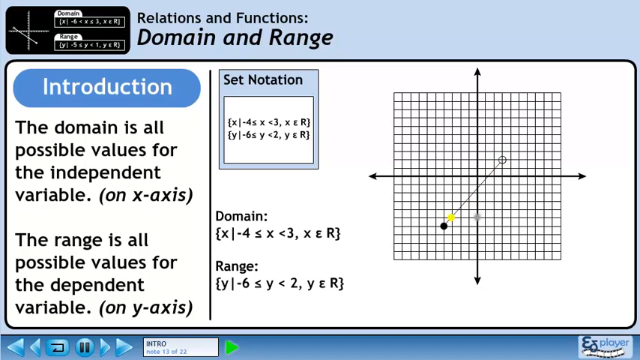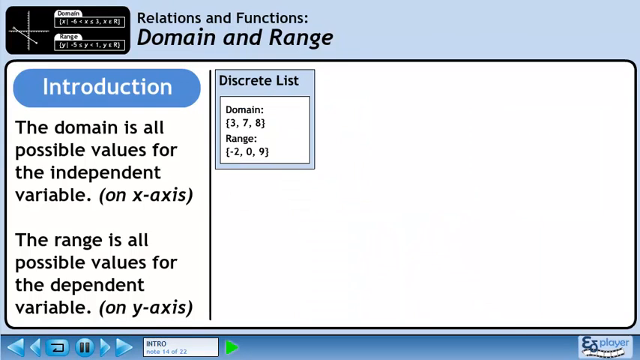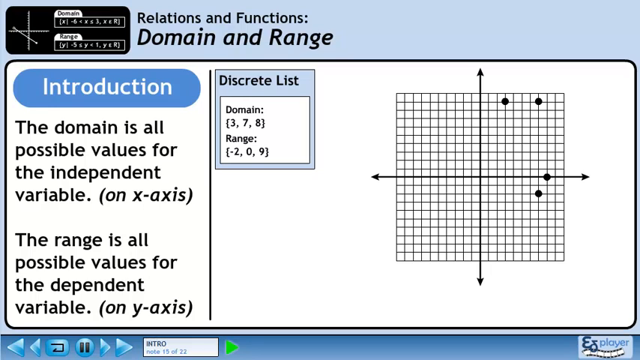The range is expressed in a similar manner, with y values between -6 and 2. Next, we'll learn how to express the domain and range of a discrete set of data. The graph seen here has 4 unconnected points.